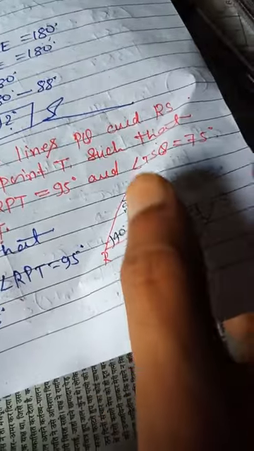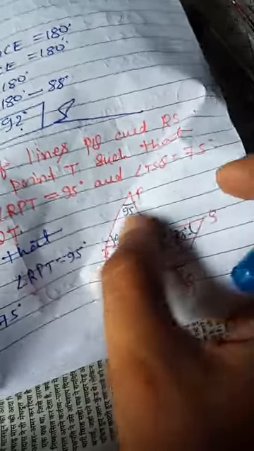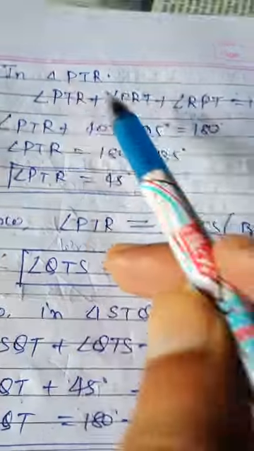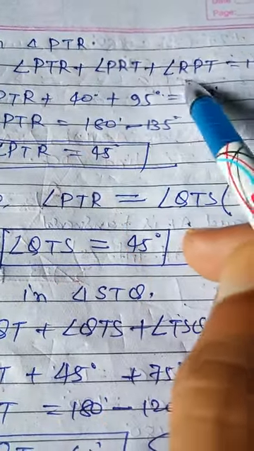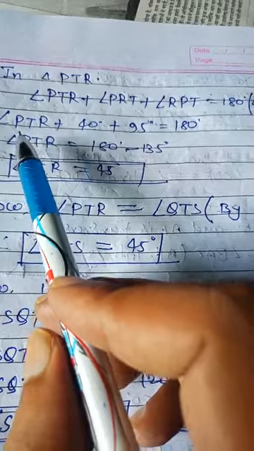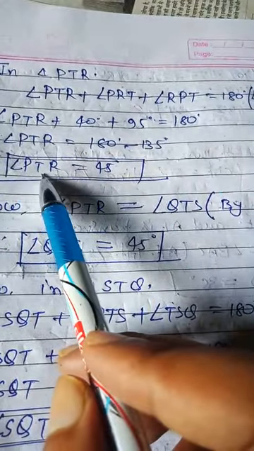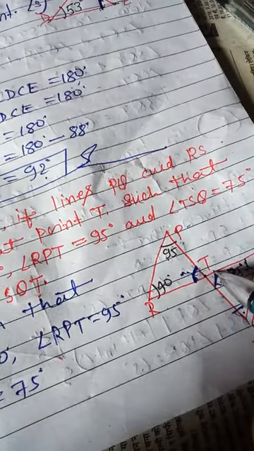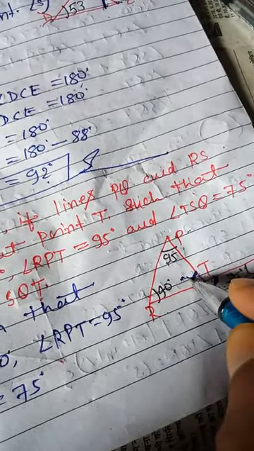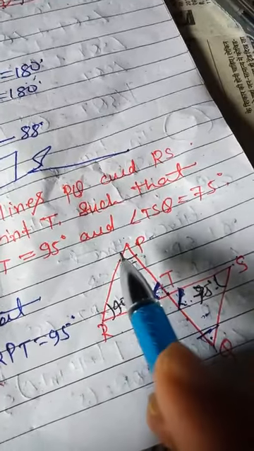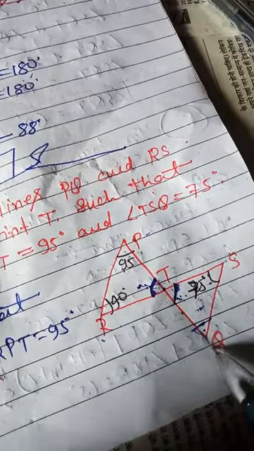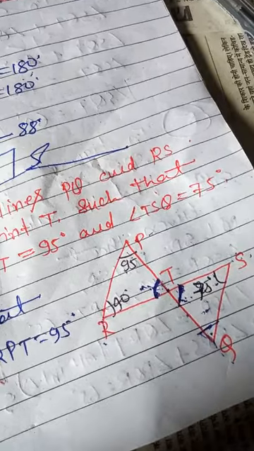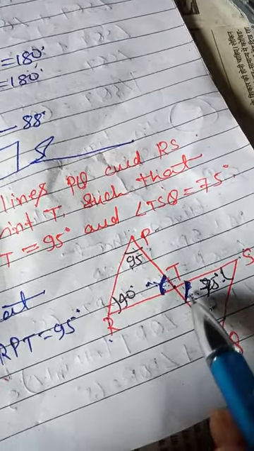So in triangle PTR, the sum of these three angles is equal to 180 degrees. PTR plus PRT plus RPT equal to 180 degrees. Put here the values and find the angle PTR is equal to 45 degrees. And because angle PTR is equal to angle QTS by vertical opposite angles, this value is also 45 degrees.